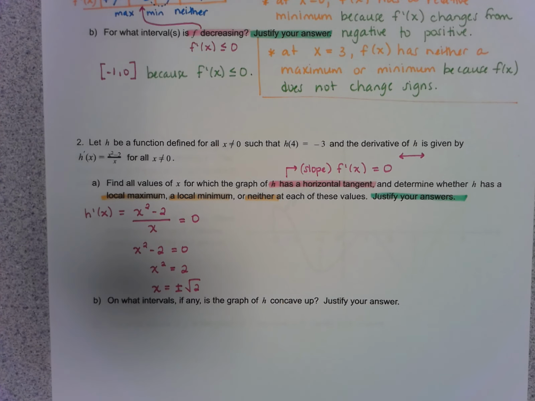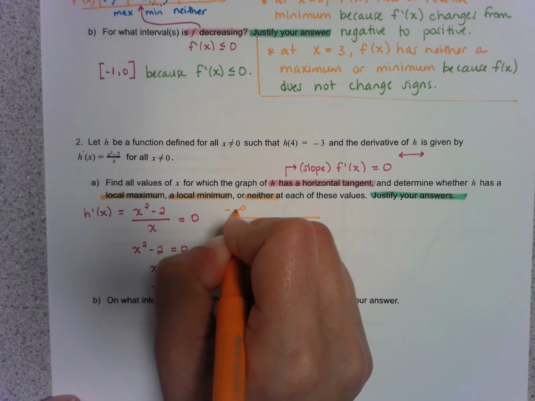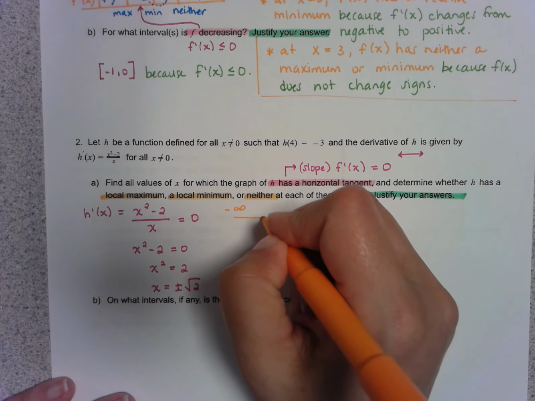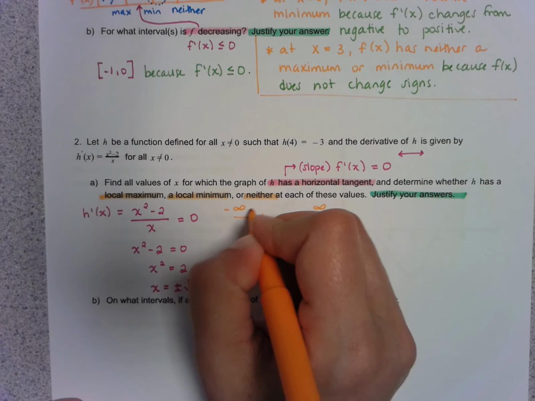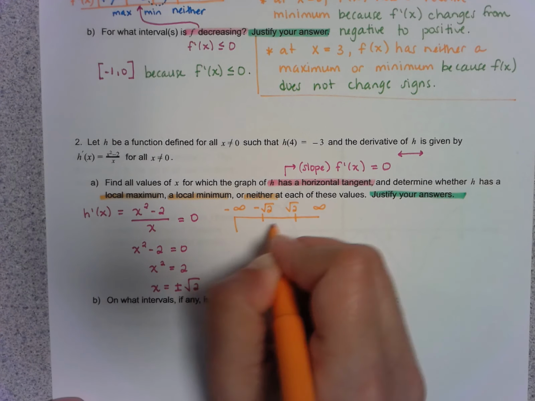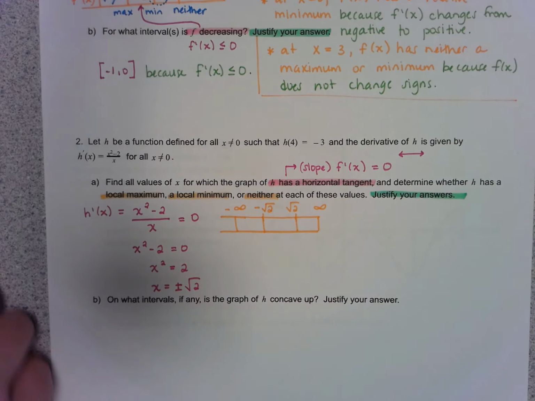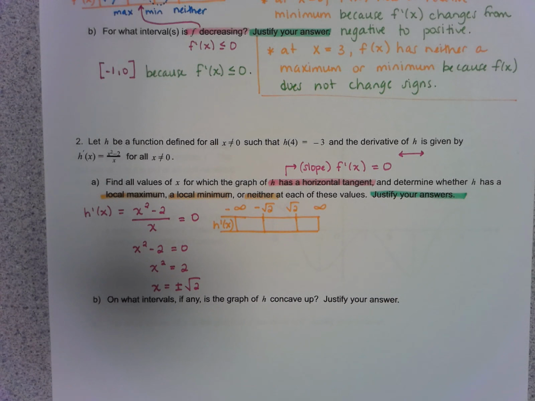Now, just like before, we need to figure out whether we have a maximum, minimum, or neither at those values. So again, imagine a number line. The beginning of your number line would be negative infinity, and the end of your number line would be infinity. In between, we're going to place the 2 critical points, or in this case, the places where we have a horizontal tangent line. So negative root 2 and positive root 2. We're going to use those values to divide up our graph into sections, and we're going to choose numbers for each of these sections and look at the sign of h prime. Again, I don't care about the value, I just care about the sign.